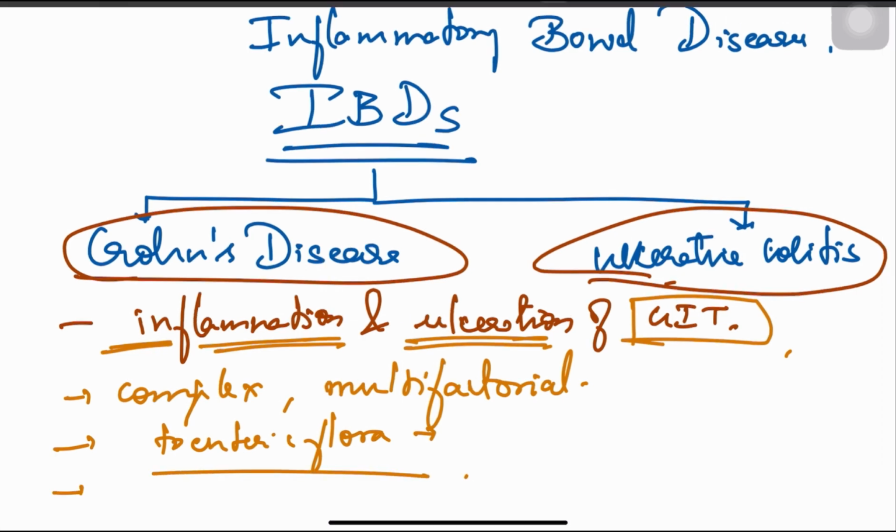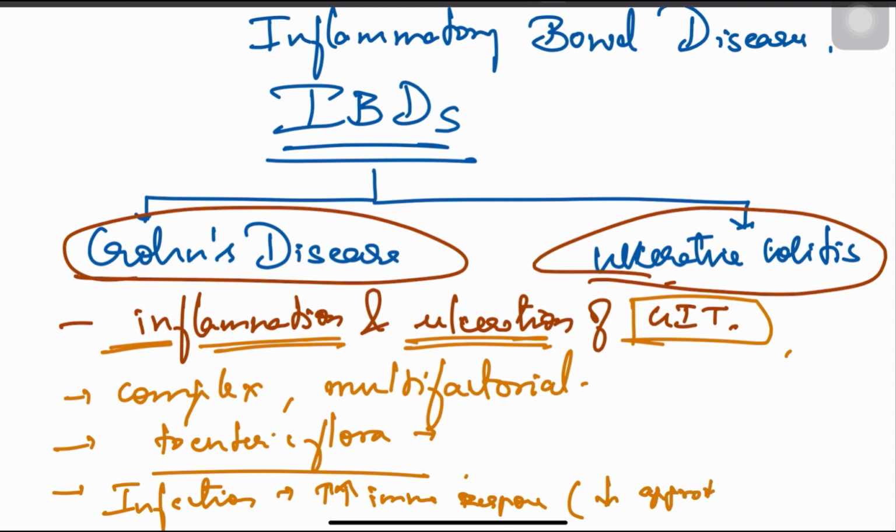This is like a lack of appropriate downregulation of immune responsiveness after an infection. So there can be an infection which might have caused an increased immune response, but there is a lack of appropriate downregulation of the immune response. So continuously there will be an immune response leading to inflammation of the bowel. So these are the causes of inflammatory bowel diseases.